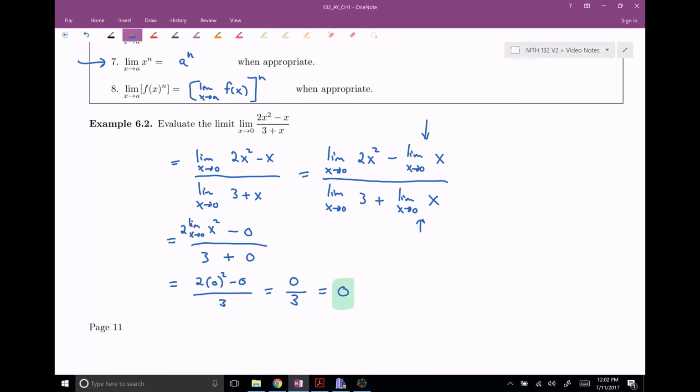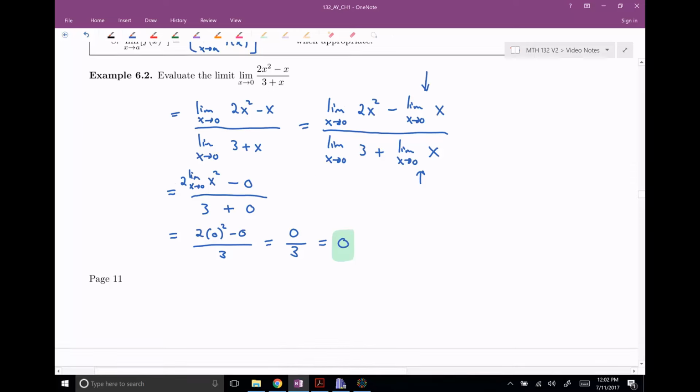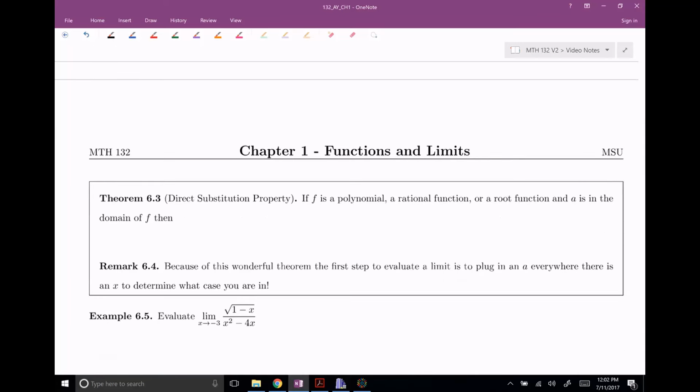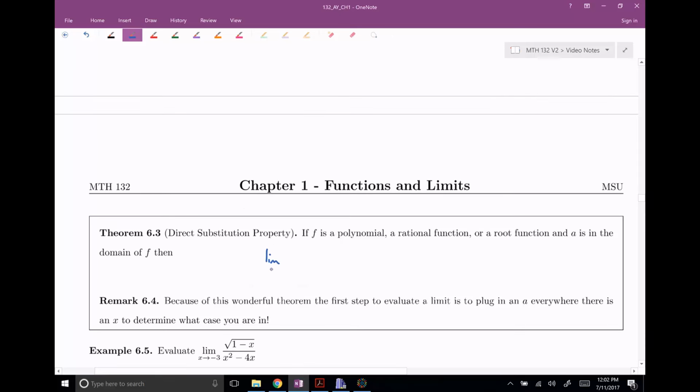Okay, so that's how we can apply these limit laws to figure out limits. Not quickly, but we'll do quickly here in just a second. We have something called the direct substitution property, and this is what makes it very fast for us. If f is a polynomial or a rational or root function, and a is in the domain of f, then the limit as x approaches a of our function f of x is equal to just f of a, saying that we can directly substitute in an a everywhere we see an x. So for a lot of functions, we can just plug it in.